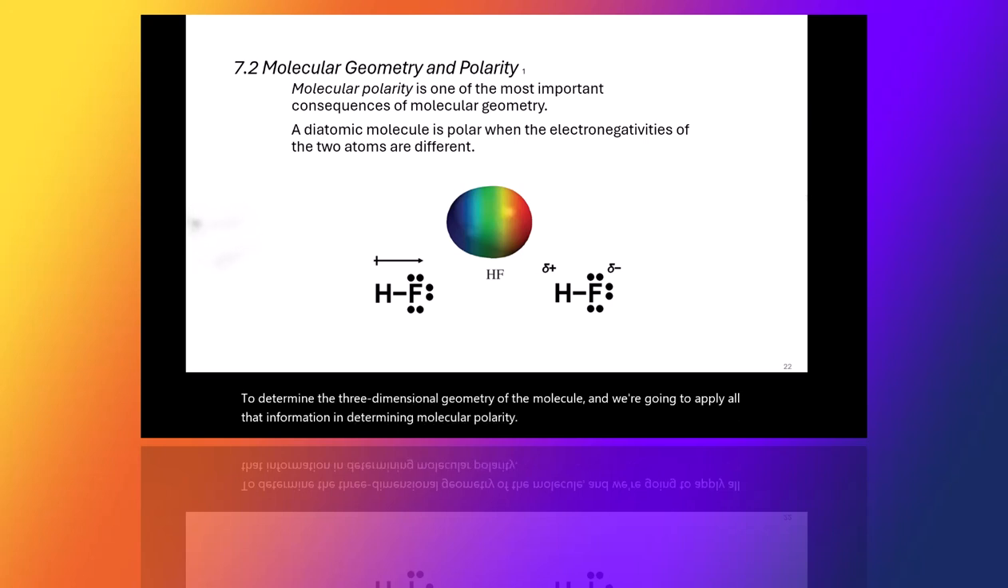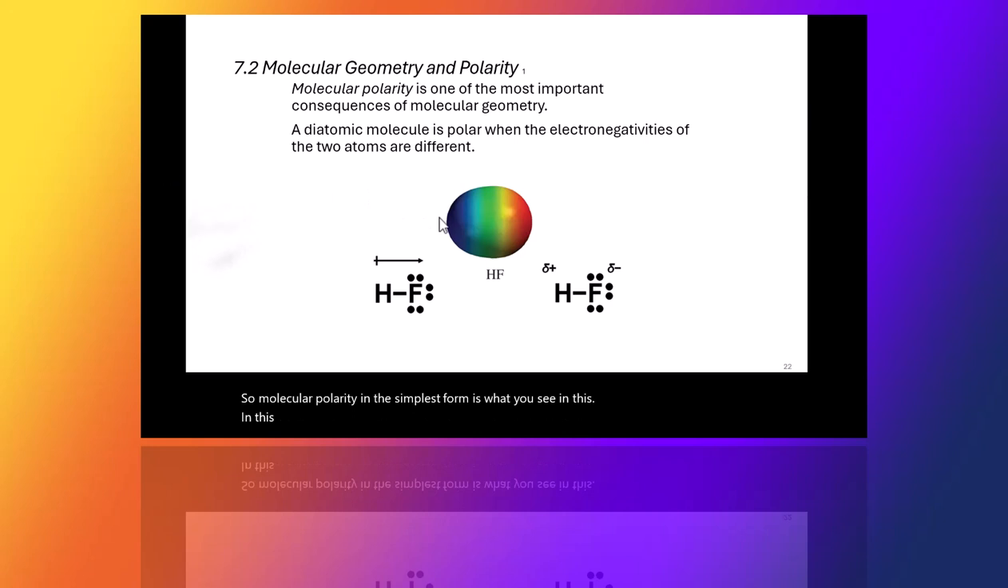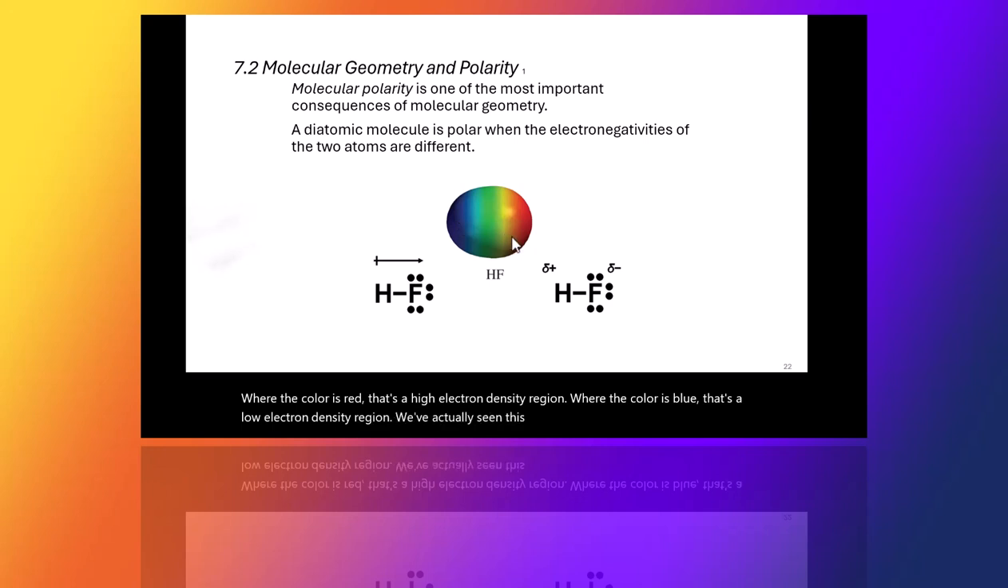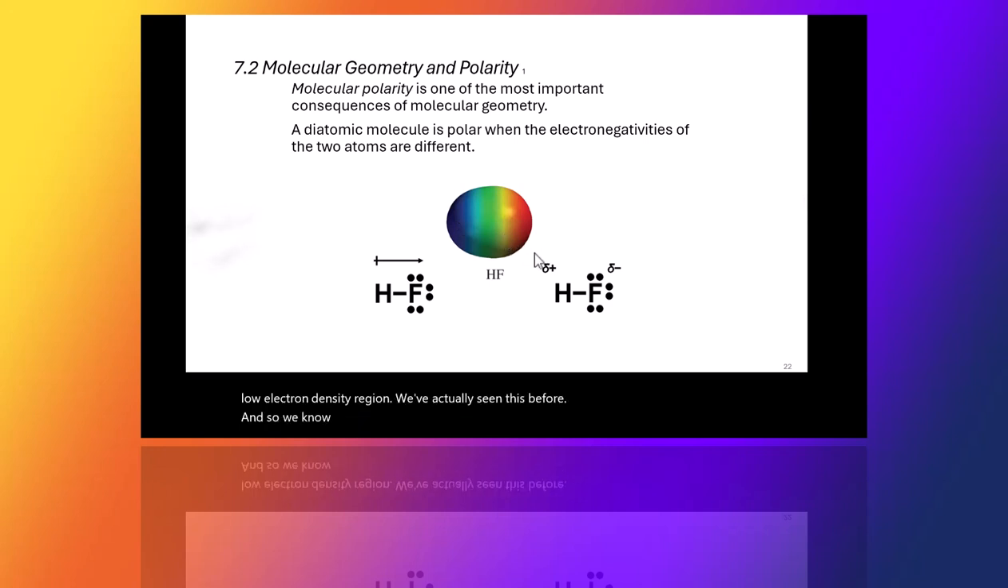So molecular polarity in its simplest form is what you see in this slide, and that is we have hydrogen fluoride. Hydrogen is on the left, fluorine is on the right. Where the color is red, that's a high electron density region. Where the color is blue, that's a low electron density region. We've actually seen this before. And so we know that we should assign a partially positive to the hydrogen and a partially negative to the fluorine, because fluorine's more electronegative than hydrogen. It pulls the electron away from the hydrogen.